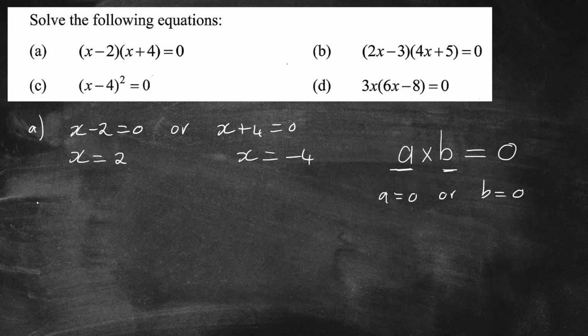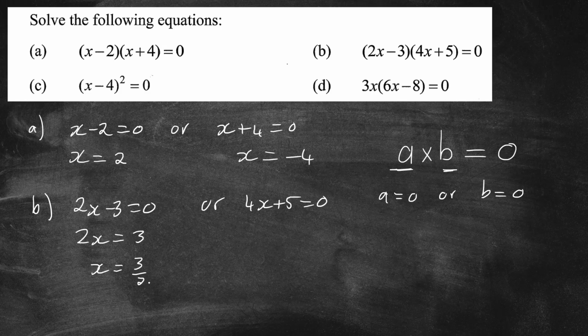So, okay, going to B. These are already factored. So either 2x minus 3 equals 0 or 4x plus 5 equals 0. Solving for that, take the 3 over, 2x equals 3, so x is equal to 3 over 2. And then for this one, 4x equals minus 5, and x is equal to minus 5 over 4.